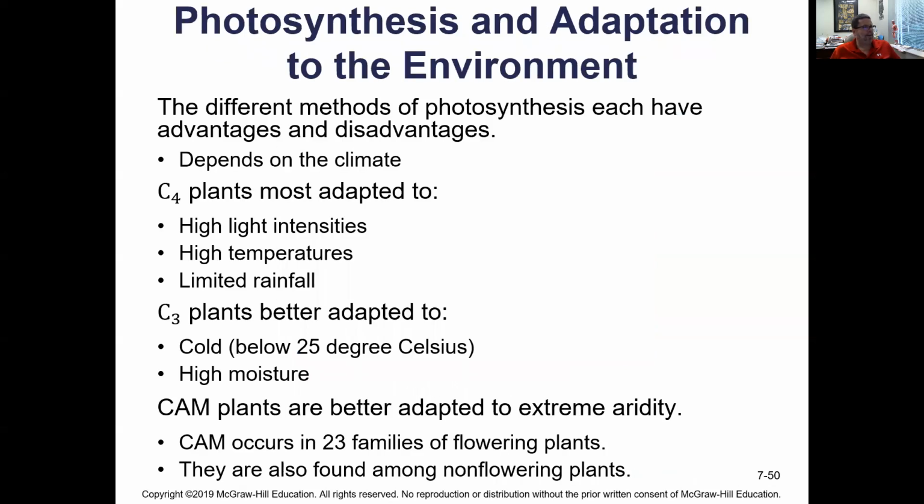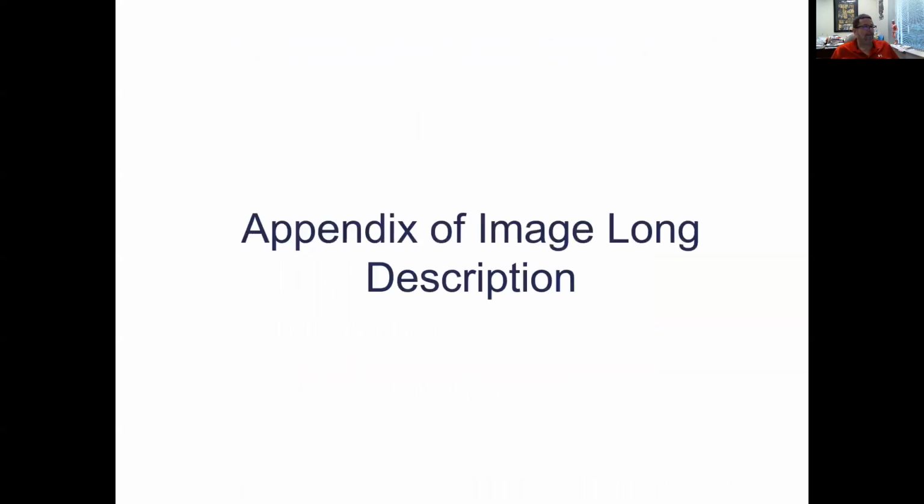CAM and C4 plants work better and are more adapted to high light intensity, high temperature, and limited rainfall. C3 plants do better in the cold, below 25 degrees centigrade, with high moisture. CAM plants are adapted to extreme dryness. CAMs occur in 25 families of flowering plants. They're also found among non-flowering plants, like our cactus. That's what I think of.